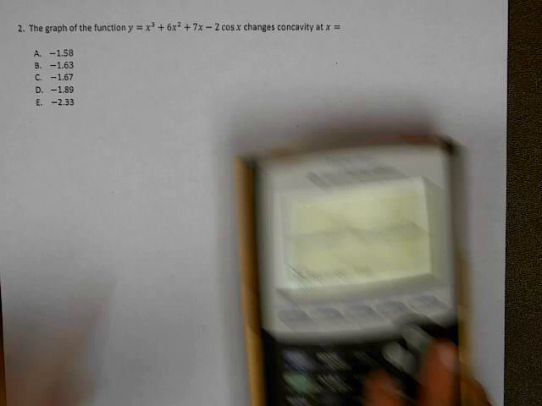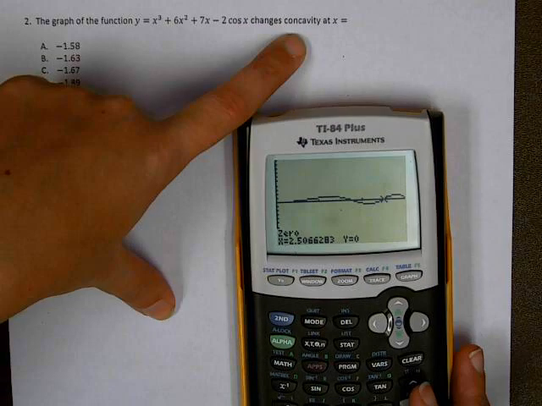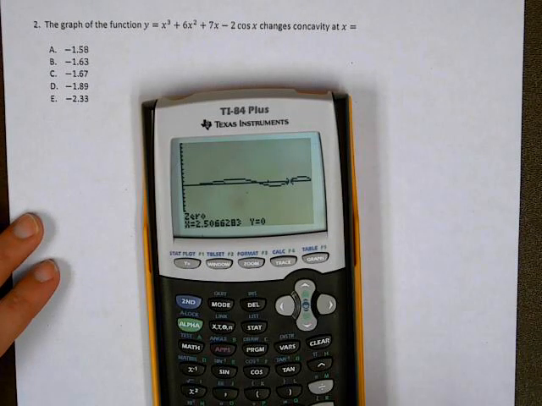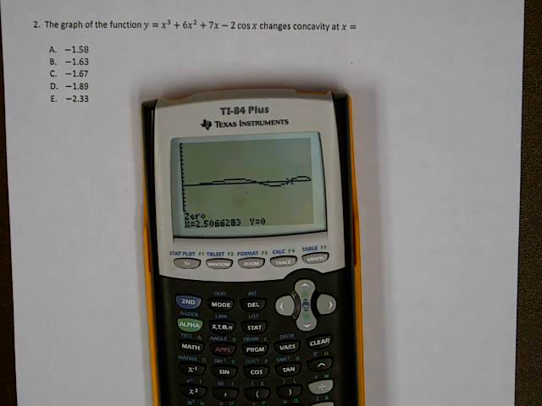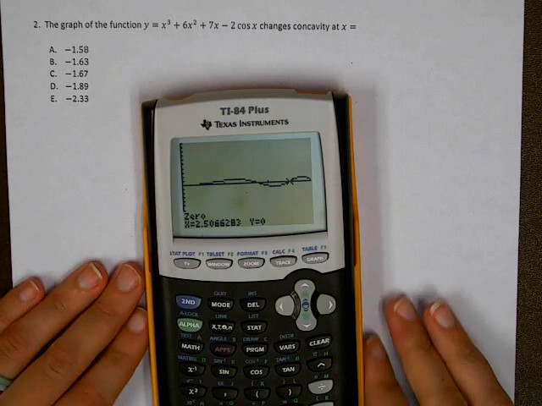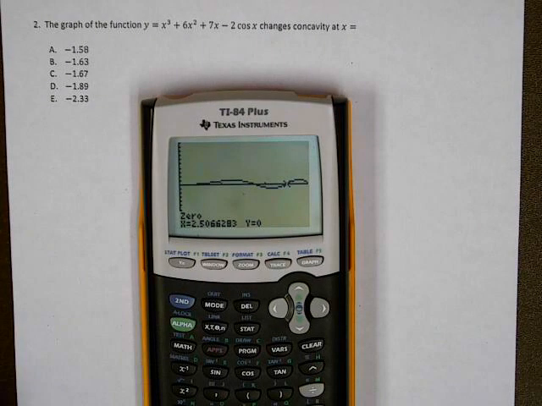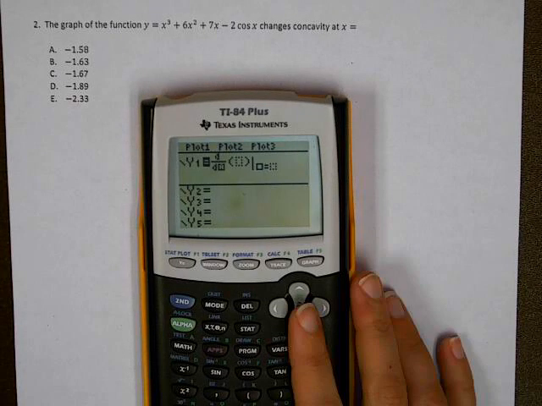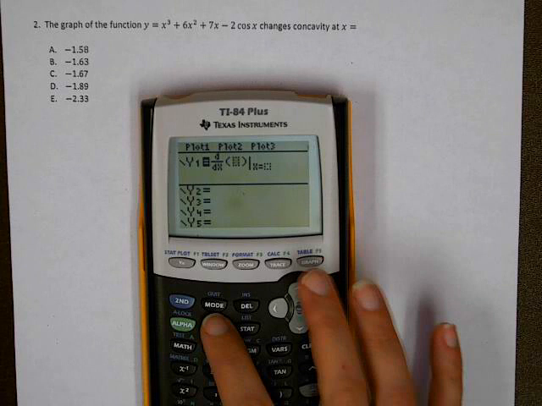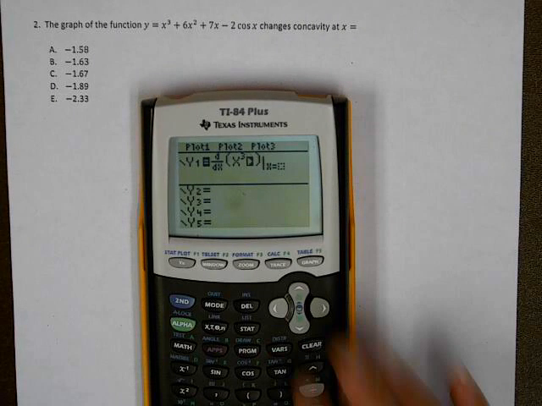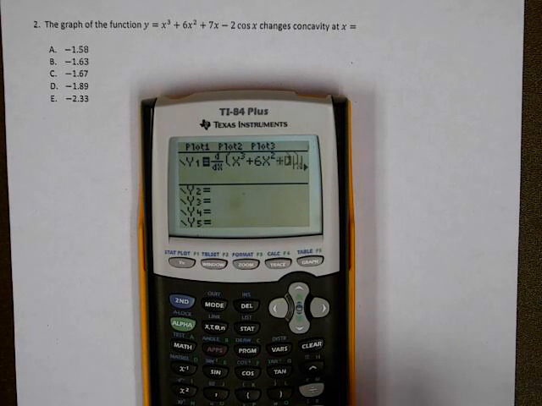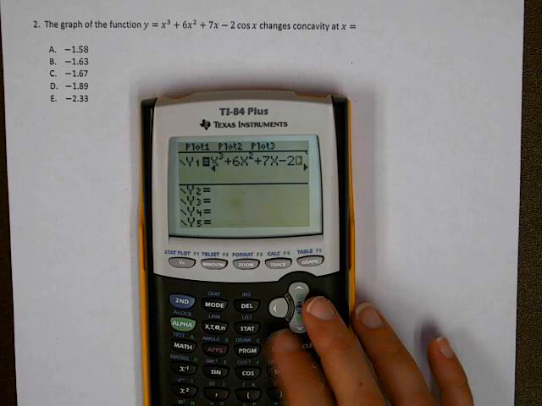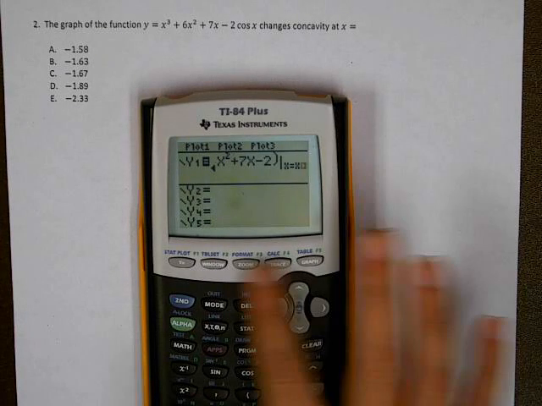Another sample AP question would be, the graph of this guy changes concavity where? Well, you can't actually get concavity by looking at the original graph, but we can get the concavity by looking at the derivative graph. So what I'm going to do is I'm going to graph the derivative. So I would hit Math option 8. I want to graph the derivative of x to the third plus 6x squared plus 7x minus 2 for all x's.